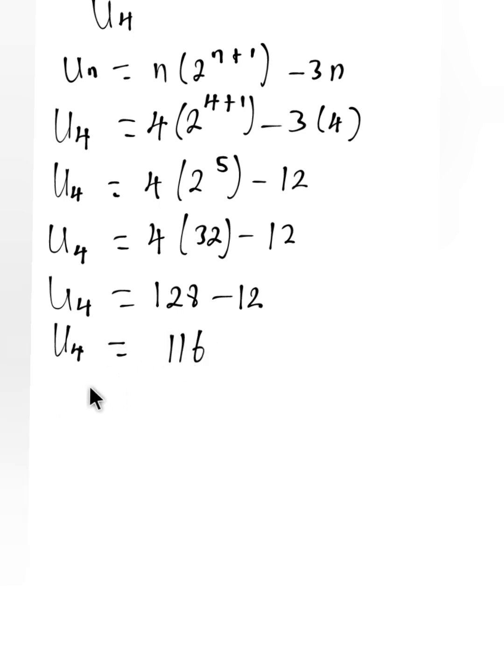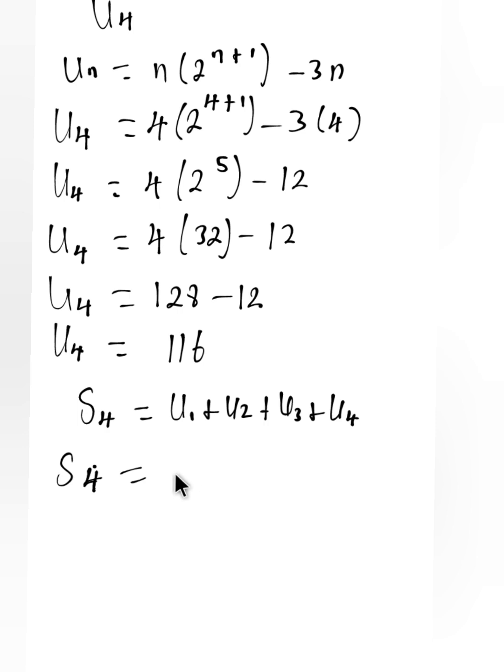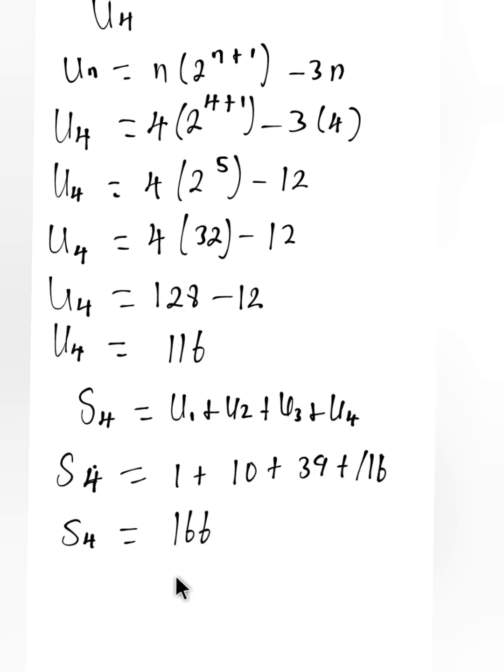So in the question, we have to find the sum of the first 4 terms, which are u1 plus u2 plus u3 plus u4. So the sum of the first 4 terms is equal to u1 is 1, u2 is 10, u3 is 39, and u4 is 116. So summing them up, the sum of the first 4 terms becomes 166, and that is the answer.